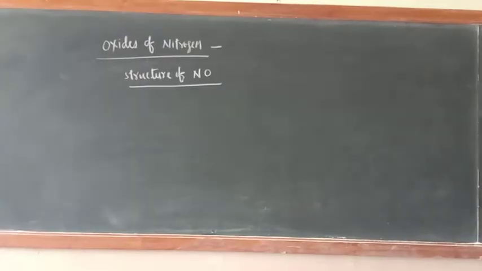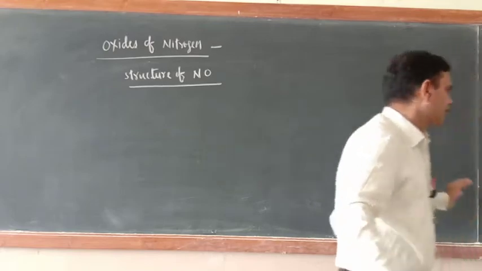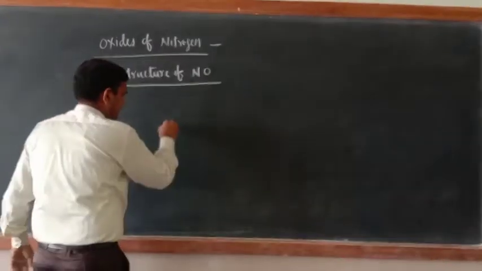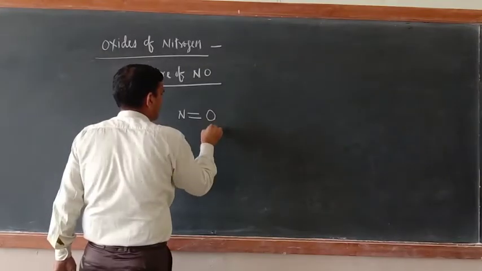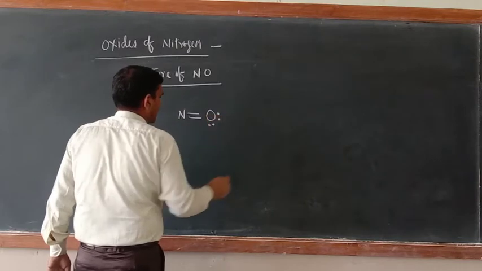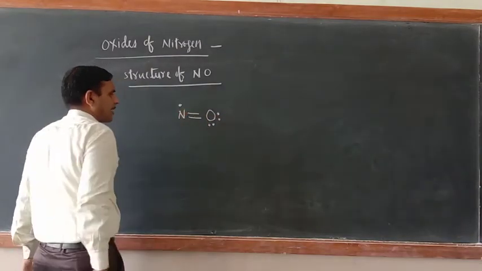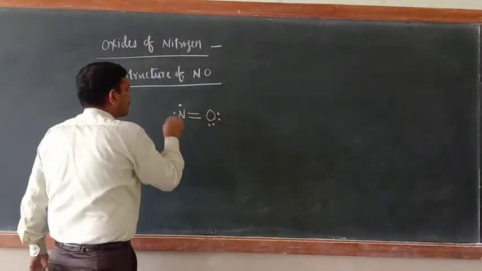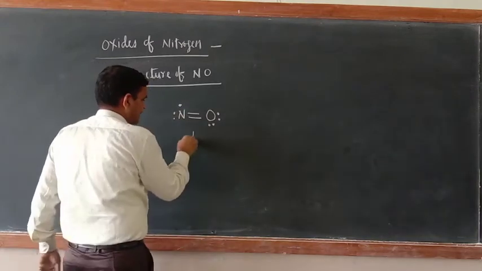So dear cadet, structure of NO. One structure you are very much aware of. It is like that only. Now here, double bond, here O. Here how many electrons? 4 electrons. And here one unpaired electron. Now here 2 electrons. This is the first structure.